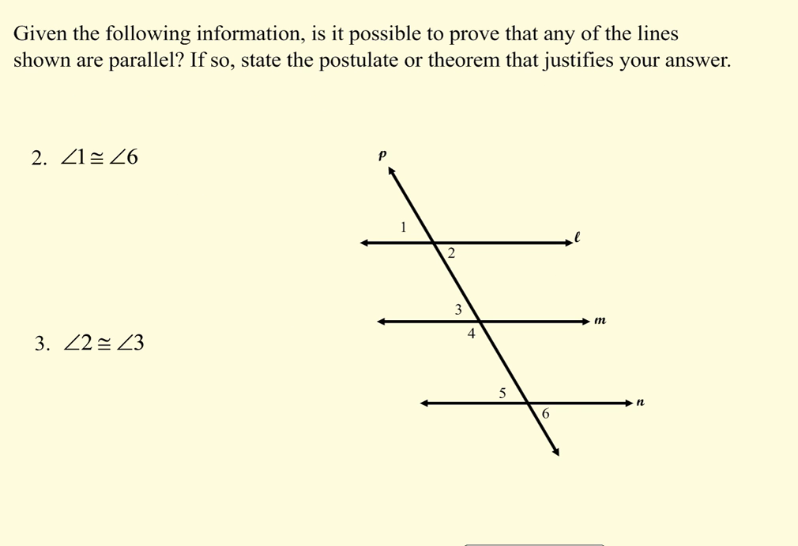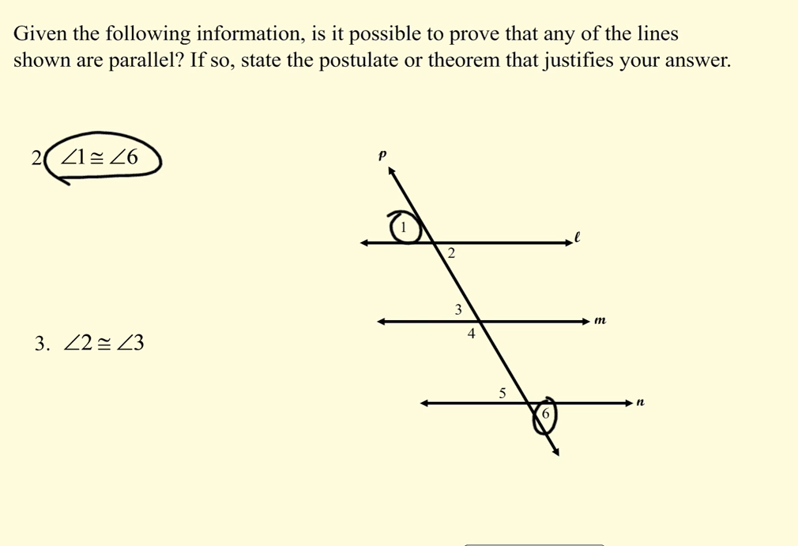So take a look. Can I say any of these lines, L, M, and N, are parallel given just the information on the left? So number 2, I'm given 1 is congruent to 6. All right, I'm told 1 is congruent to 6. Well, let's look at 1. Let's look at 6.